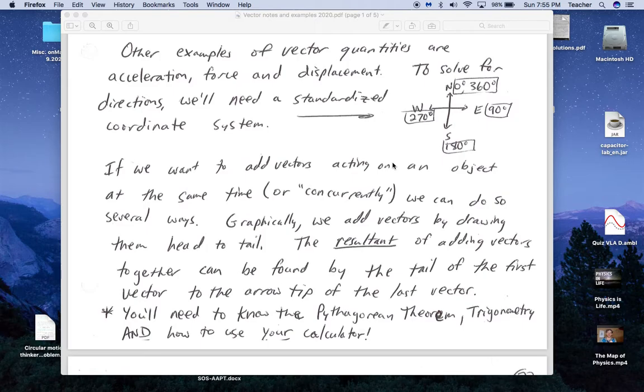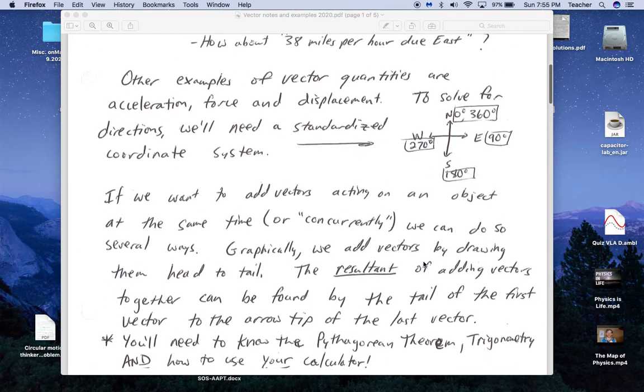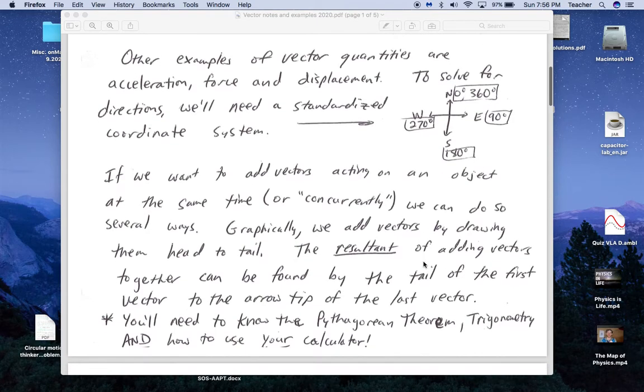So you definitely will need to know how to use things with Pythagorean Theorem, trigonometry, and your calculator in this topic, by the way. And make sure that your calculator, if it's a graphing calculator, is in degree mode. Many math teachers have you defaulted to radian mode, and that'll be very confusing.